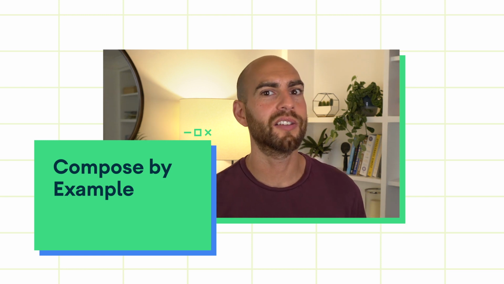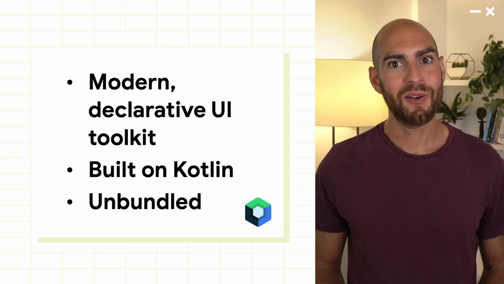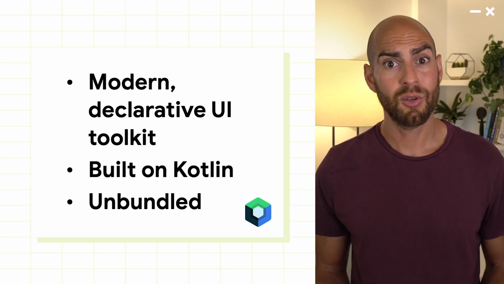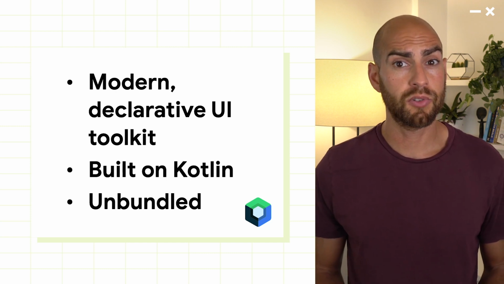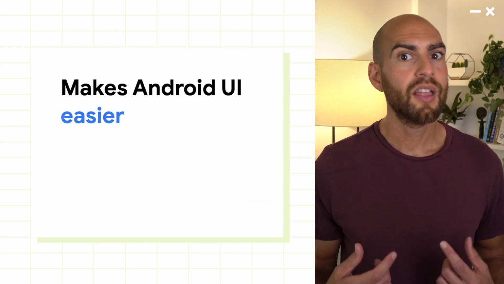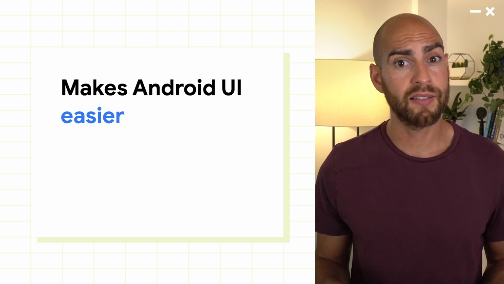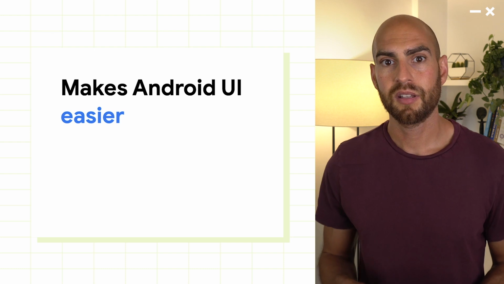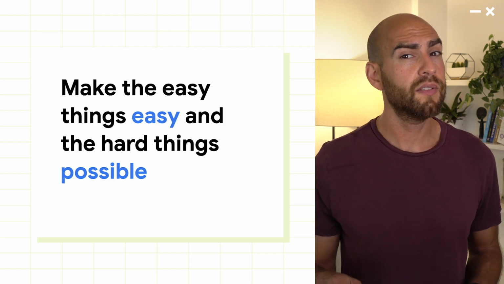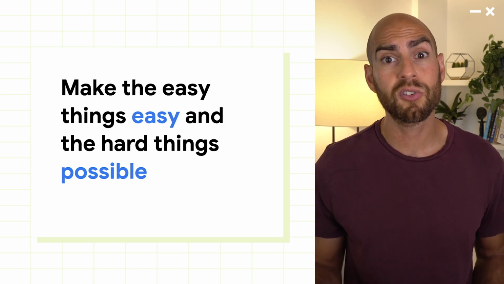But I'm not just going to tell you, I'm going to show you. Jetpack Compose is our new unbundled declarative UI toolkit, now in alpha. It's made for the demands of rich, beautiful, modern apps. But to me, the best thing about it is that it simplifies and accelerates UI development. It makes Android UI easier. Not just easier, but it makes the easy things easy, and it makes the hard things possible.